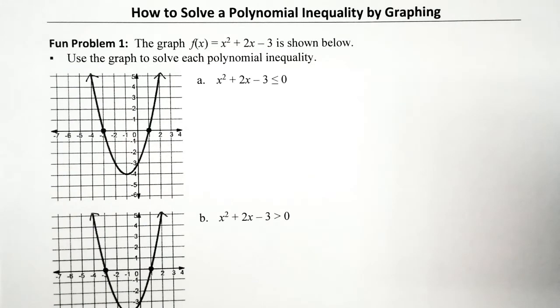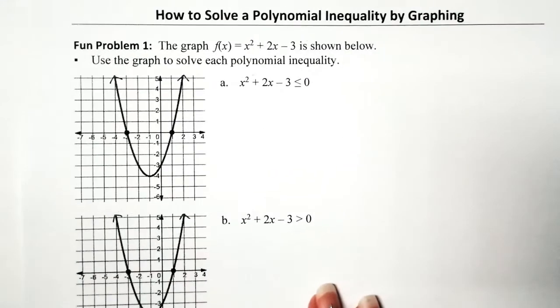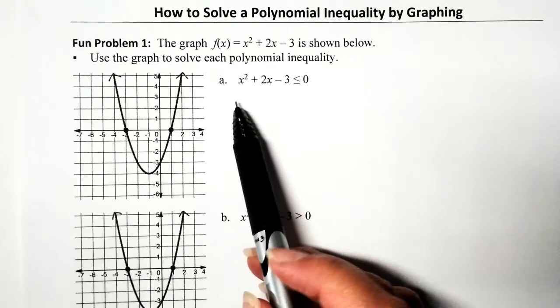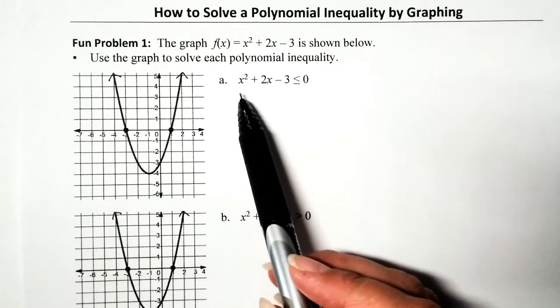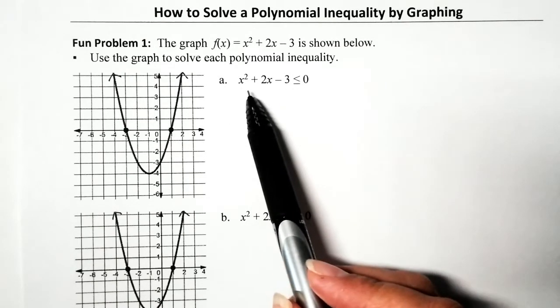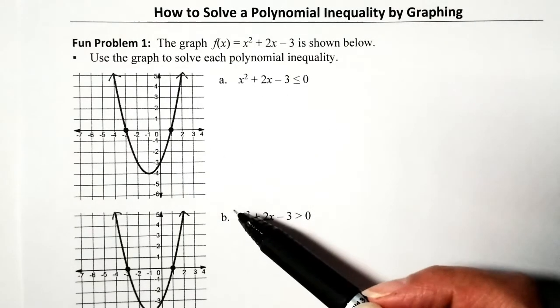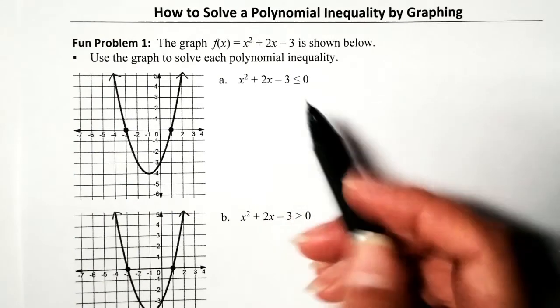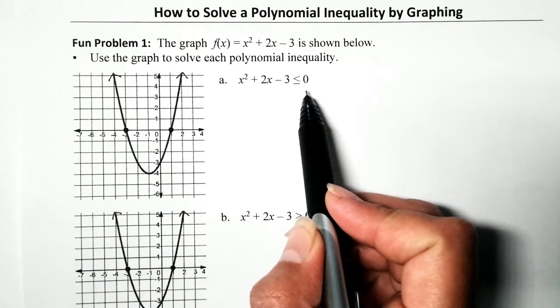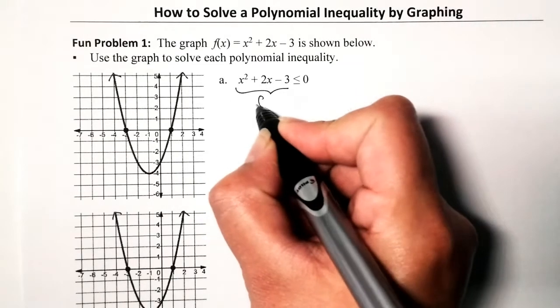Okay. So fun problem number 1 reads, the graph of f of x equals x squared plus 2x minus 3 is shown. And the question is, use the graph to solve each polynomial inequality. Okay, so problem A, we have a polynomial that is less than or equal to 0. It's a degree 2 polynomial, so I can call it a quadratic inequality. So in this case, how are we going to solve? By graphing. So we're going to fix it so we have 0 on one side and everything else on the other, and this is what we are going to call f of x.